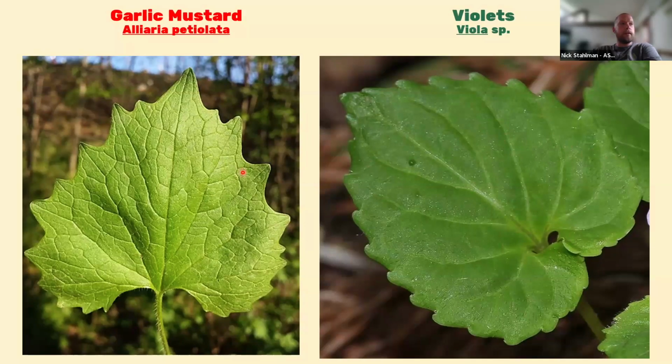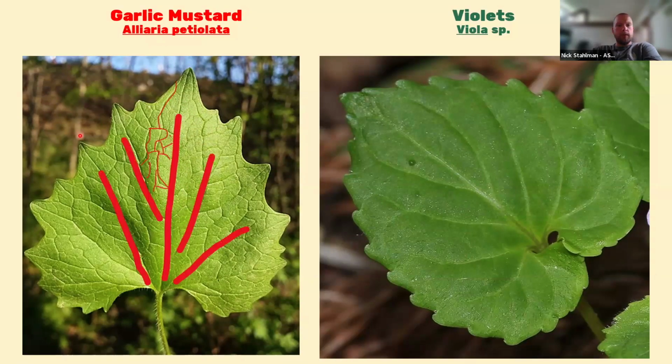Look for the leaf veins. If you don't want to accidentally crush one of your violets to see if it smells, look at the leaf veins. So on the violets, you have just these simple little unconnected veins, whereas on garlic mustard, it forms this little netting pattern. So nice little straight lines with the netting pattern in between versus a bit of a curved veining to the violets.